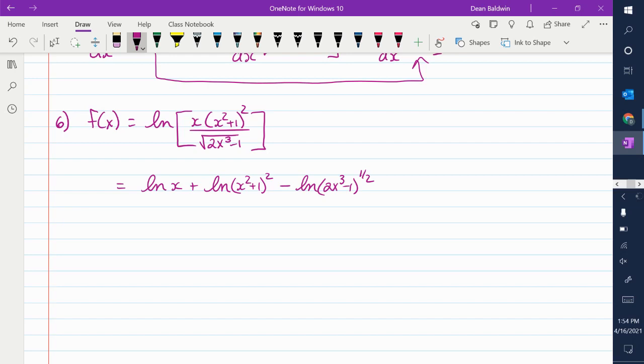Okay. All right. Now we can make our life even easier because logs allow us to drop down exponents, right? So we can drop down the exponent. So the first one stays the same. The 2 drops down. And the 1/2 drops down.